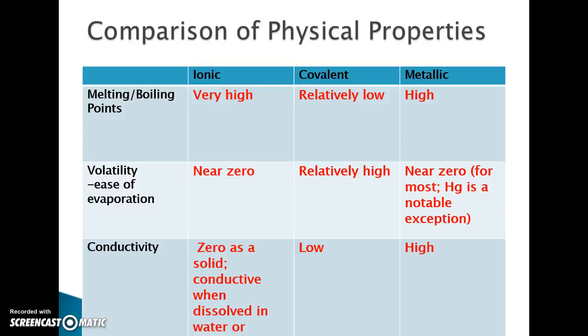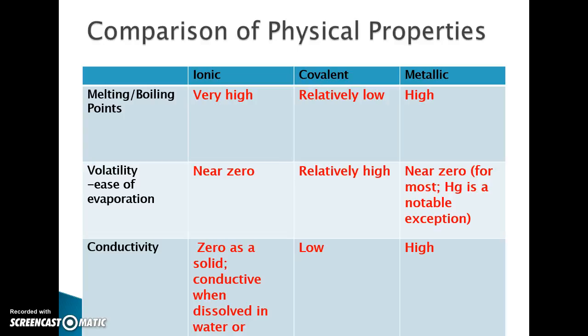When we compare the physical properties of ionic, covalent, and metallic compounds, if you're asked to do this, the easiest way to do it is to think about common ionic, covalent, and metallic compounds. So for ionic, you could think about salt. For covalent compounds, you could think about candle wax or water or carbon dioxide. And for metallic compounds, you could think about copper wire. So this compares their melting and boiling points.